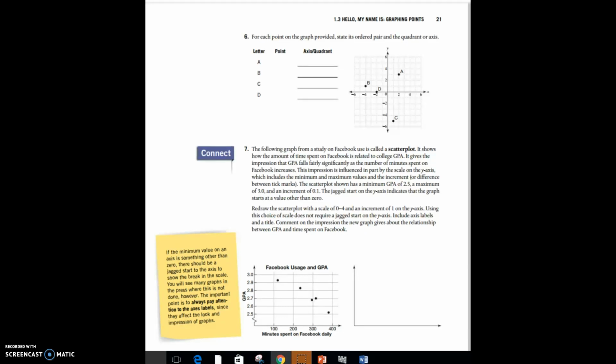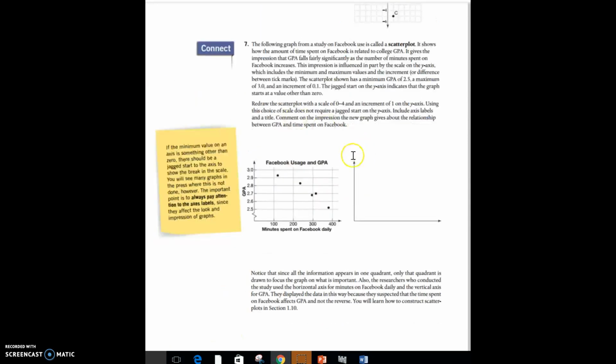All right, so what I want you to look at below here is problem number 7. So go ahead and pause and read through this. And just notice that right now it looks like something's going on, and we're comparing minutes that someone spends on Facebook daily and GPA. And I know Facebook's kind of grandma-ish or old lady-ish. So if you are in my age group, this might be a thing for you. If you're not in my age group, it could be Instagram, or Snapchat, or any type of social platform.